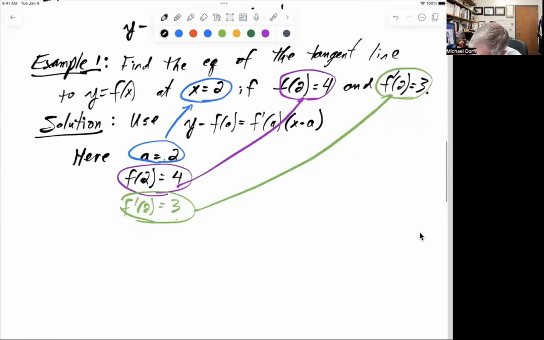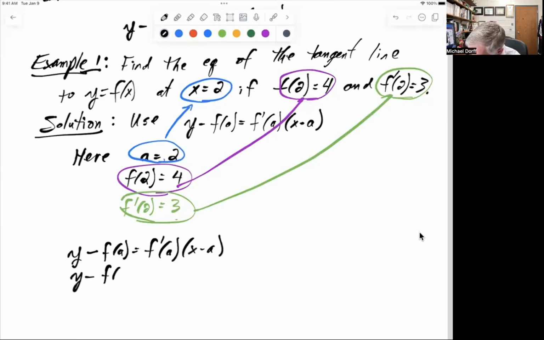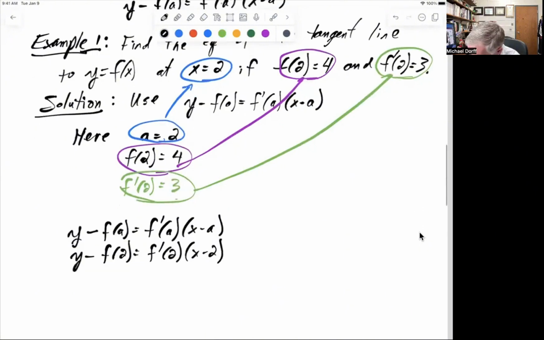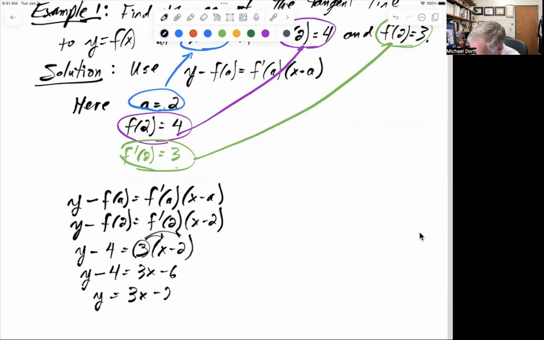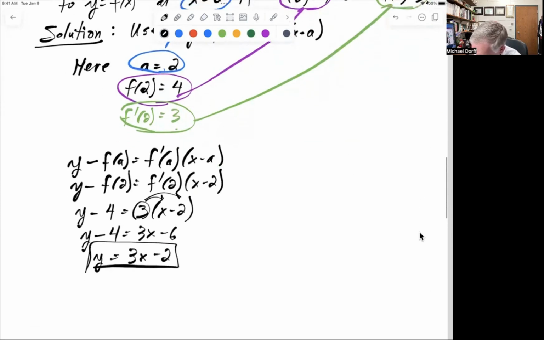So then we've got y minus f of a equals f prime of a times x minus a. So we have y minus f of 2 equals f prime of 2 times x minus 2. So we have y minus 4 equals 3 times x minus 2. Now I'm going to distribute the 3 to both terms and get 3x minus 6. Then I add 4 to both sides, and I get y equals 3x minus 2. And that's my equation there.